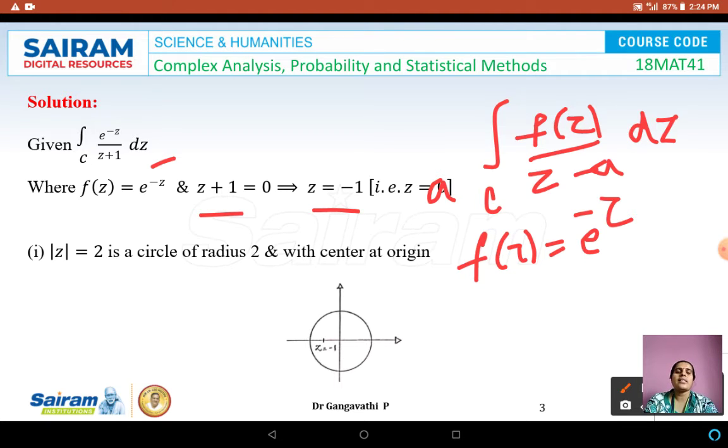Now let us consider the curve given. The first curve is mod z is equal to 2. What does mod z is equal to 2 represent? We already know that modulus of z is equal to 2 represents a circle whose center is at the origin and whose radius is equal to the value given, which is 2. So, mod z is equal to 2 is a circle of radius 2 with the center at the origin.